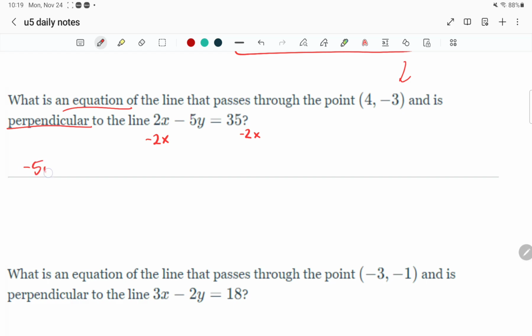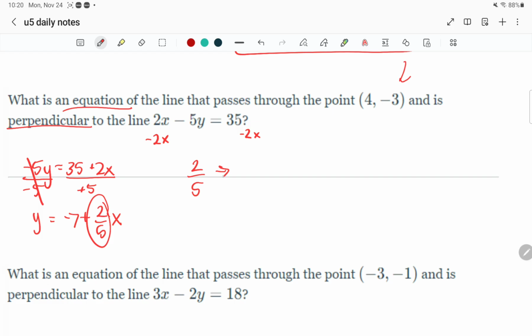I'm going to rewrite it over here. -5y equals 35 minus 2x. Divide by -5 on both sides. Y equals -7 plus, because two negatives make a positive, 2/5 x. Okay. I did that math so that I could find my slope. My slope is positive 2/5, but this time it's perpendicular, so I need to take that 2/5 and flip it around, opposite reciprocal. So positive 2/5 becomes -5/2.